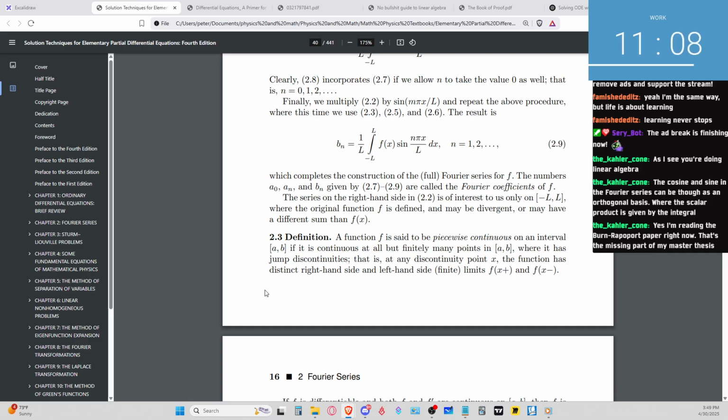Let's see. Okay, which completes the construction of the full Fourier series. The numbers are given by the Fourier series.